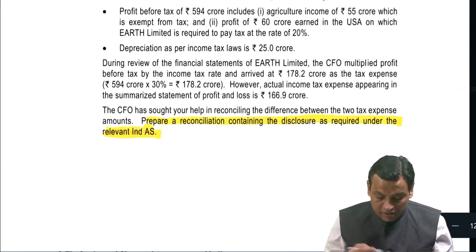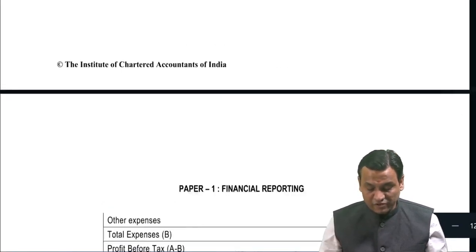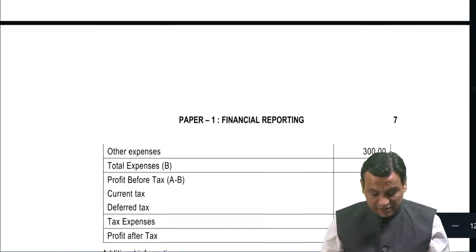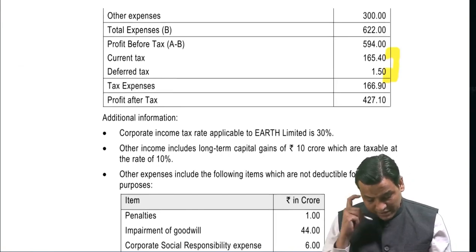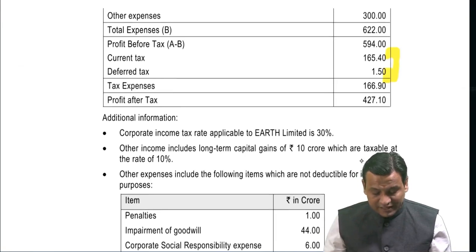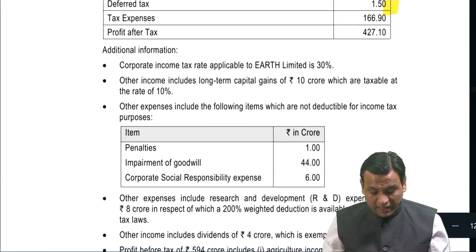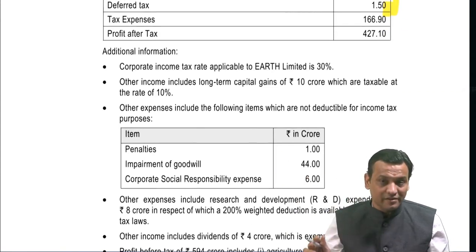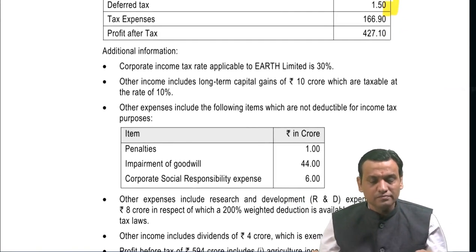Why is the amount of tax based on the book profit different? So friends, of course, there are certain reasons. Let us identify those reasons. They have already given the reason that other income includes long-term capital gains of 10 crore, which are taxable at 10%. Now we have other income of 56 crore, which includes capital gains of 10 crore taxed at 10%. The CFO is using a 30% rate. Obviously, there will be a difference of 20% on the 10 crore, which has not been charged.